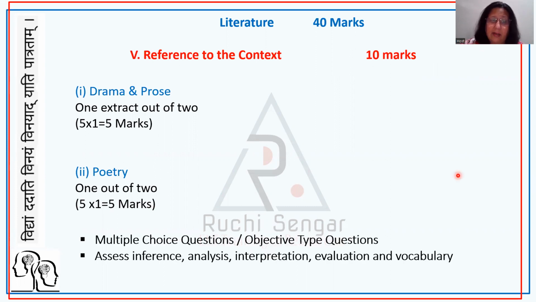Okay. Then multiple choice questions, objective type questions, and what are they assessing? Inference, analysis, interpretation, evaluation, and vocabulary. There is no comprehension. The lowest level is interpretation. So there are no direct picks. So the moment you teach in class saying that only this is what it is, gone. Okay.